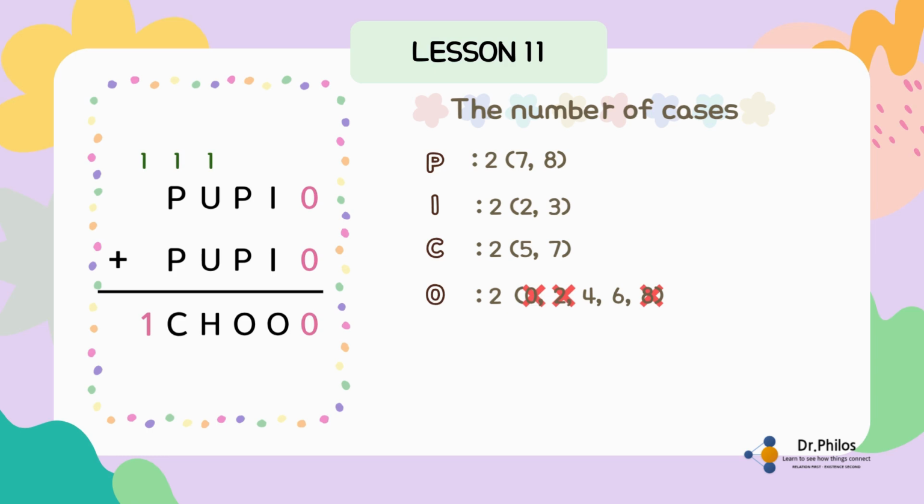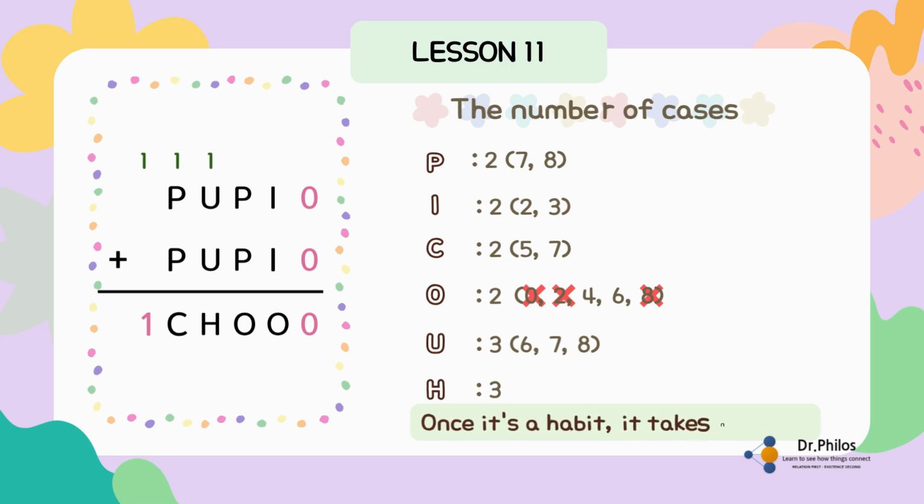How about U and H? U has 3 cases: 6, 7, and 8. So H also has 3 cases. Does it take a long time to check the cases for each letter? No, I can figure it out right away. This is all about making it a habit. It might not be easy at first because it's new, but once it becomes a habit, you'll be able to figure things out in no time.